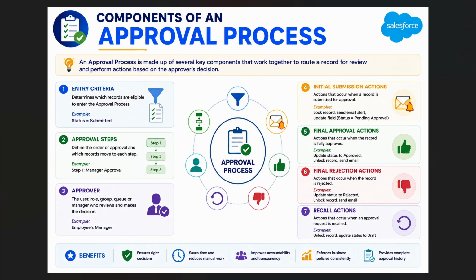Before we create the process, let's understand the important components. An approval process consists of several important parts. The first is entry criteria. Entry criteria determine which records are eligible to enter the approval process. For example, we may only want leave requests with status submitted to enter the approval process. And then we have approval steps. Approval steps define who needs to approve the record. For our leave request, it will be the employee's manager.